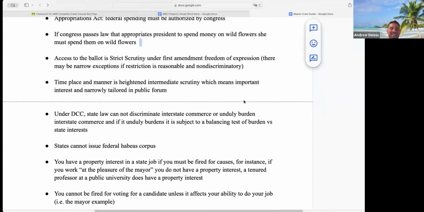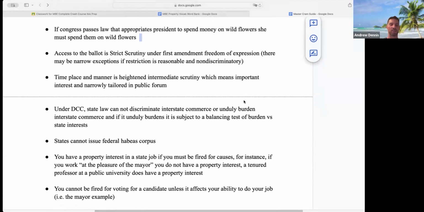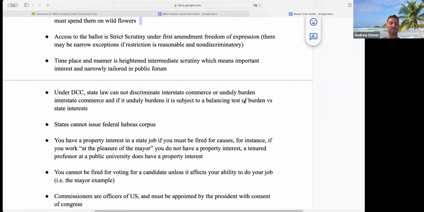All right. Access to the ballot is strict scrutiny under First Amendment freedom of expression. There may be narrow exceptions if the restriction is reasonable and non-discriminatory. Time, place, and manner is heightened intermediate scrutiny, which means important interest and narrowly tailored in a public forum.